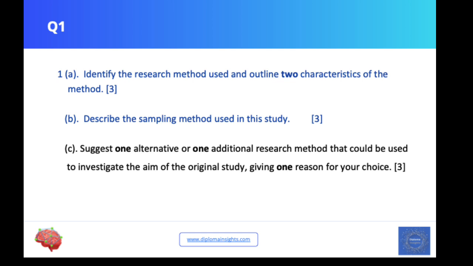Describe the sampling method used in the study. This question is also worth 3 marks. Remember, all parts of question 1 are static questions. This means you're guaranteed to be asked these exact questions in your paper 3.